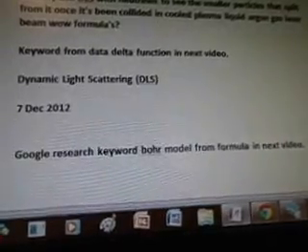The keyword from data is the delta function in next video. Dynamic light scattering, DLS, is going to continue December 7th. Google will research keyword Bohr model from formula in the next video as well.